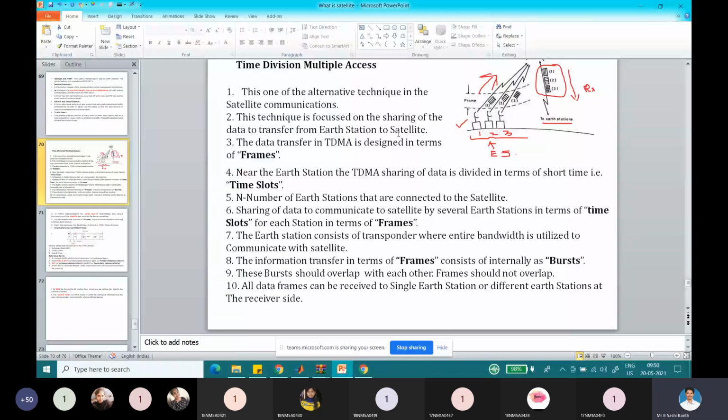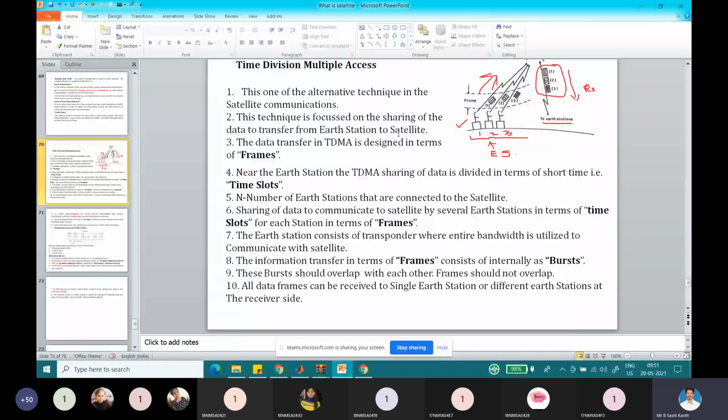We can send n number of earth station data to the satellite when they are connected. We can send simultaneously n number of data from n number of earth stations to the satellite. Don't forget that. N number of data can be sent simultaneously from the earth stations to the satellite. So the data that you want to share to the satellite is divided in terms of time slots, and that is represented as data in terms of frames.